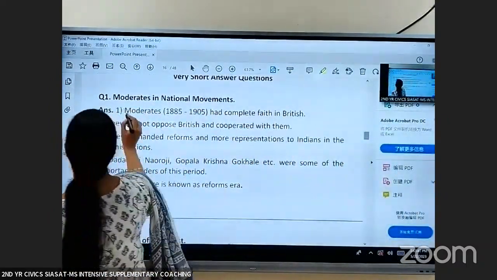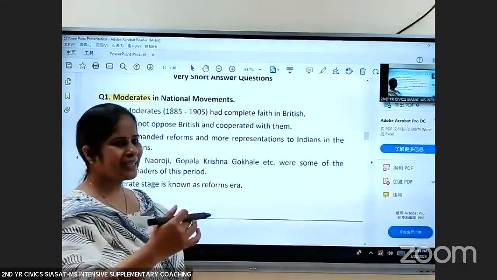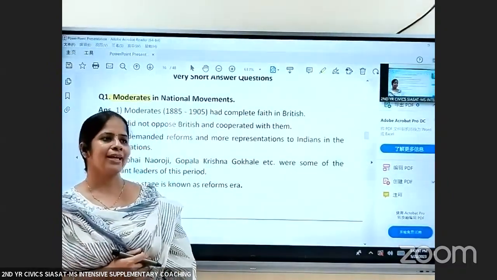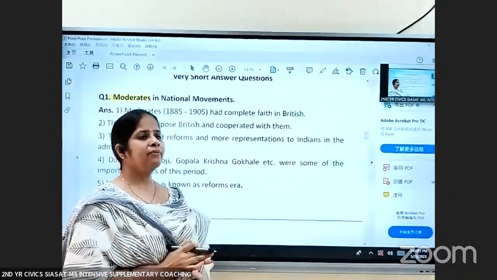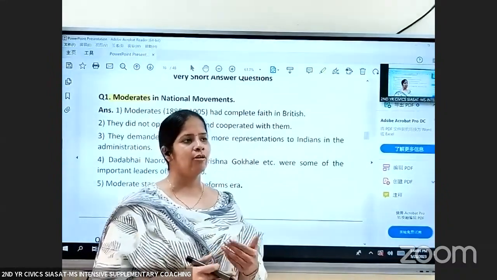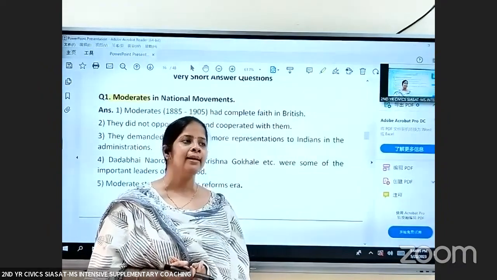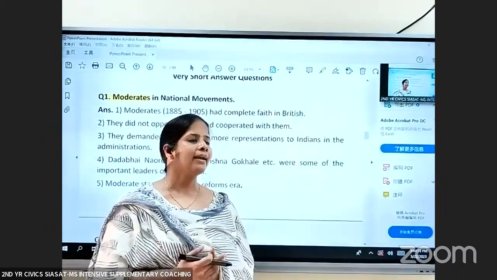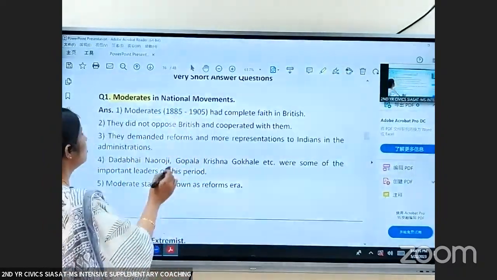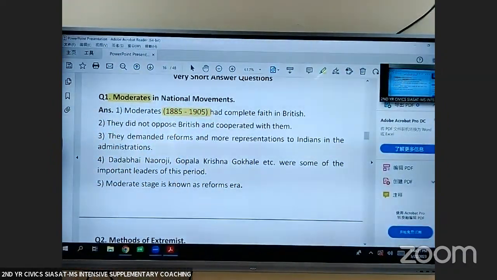Now, first is moderates. So, who are the moderates? Our Indian national movement is divided into three stages: moderate stage, extremist stage, and Gandhian stage. These moderates never opposed the Britishers. They always maintained good relations with the Britishers. They felt that if they had good relations with the Britishers, they could demand self-rule. The moderate stage was from 1885 to 1905.